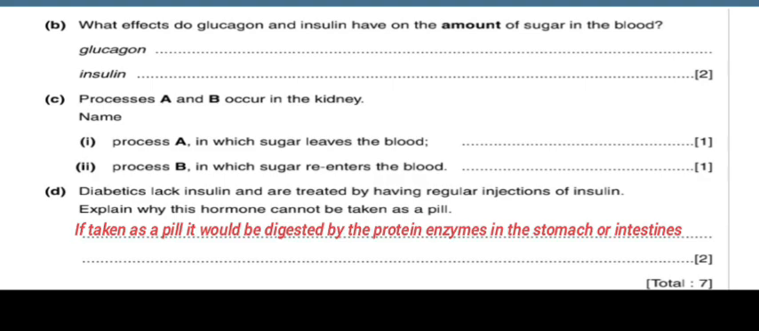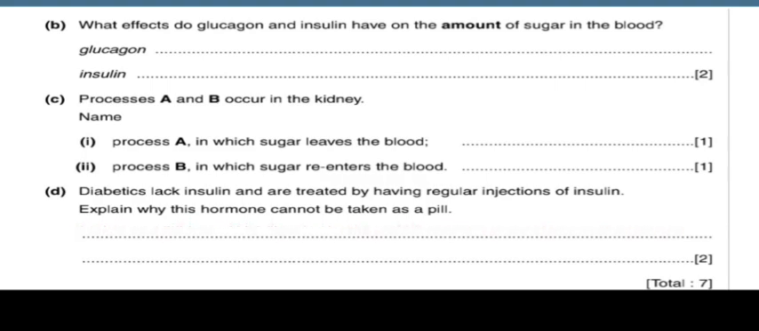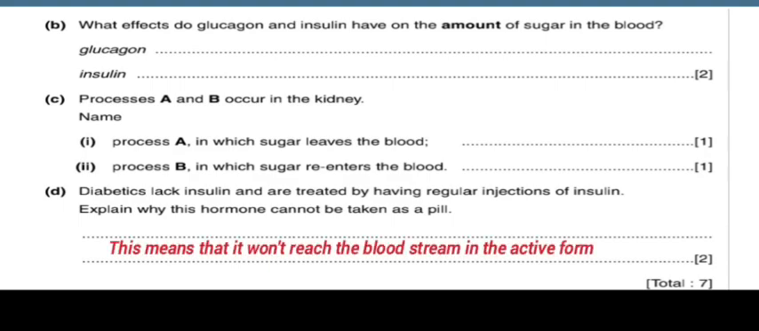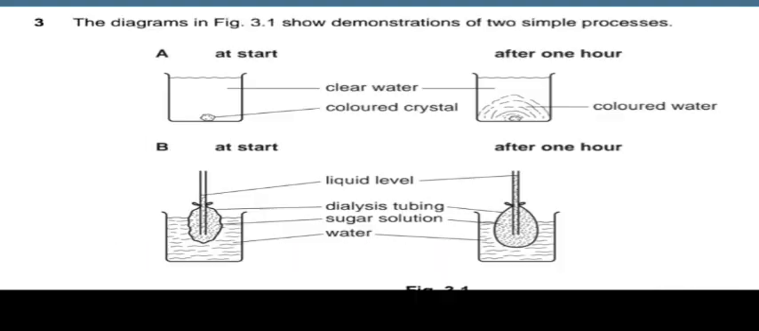So the reason why this can't be taken as a pill is that it is going to be broken down by the digestive enzymes in the stomach and in the intestines. So that is the reason. Once it is broken down in the stomach or intestines, it won't reach the bloodstream in the active form. So it must be injected to be effective. I guess you have gotten my point there.